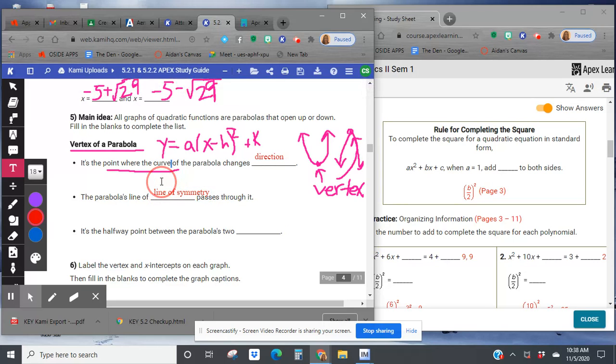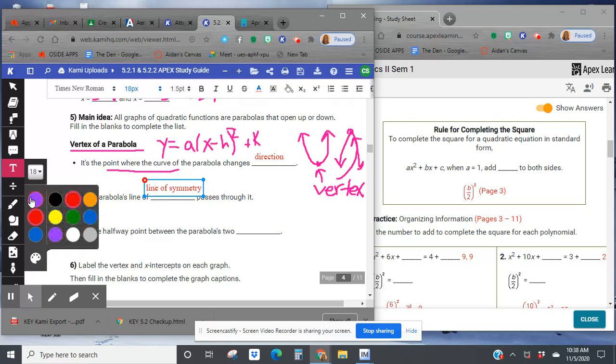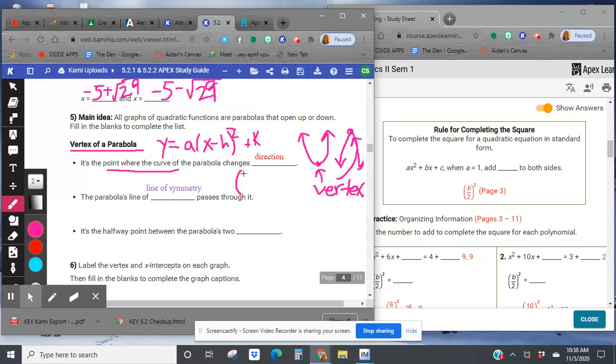So if your vertex is (h, k), right here, then your line of symmetry goes straight through h. Remember that an x equals line is a straight up and down vertical line. So if your vertex was at (3, 9), your line of symmetry would go through x equals 3.